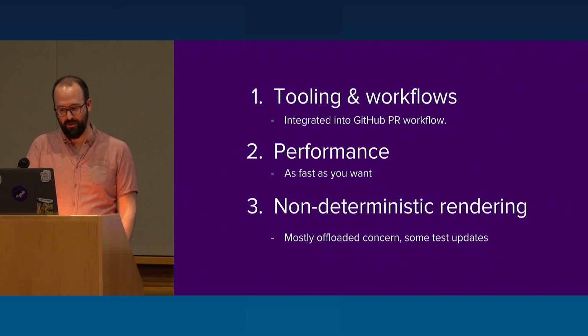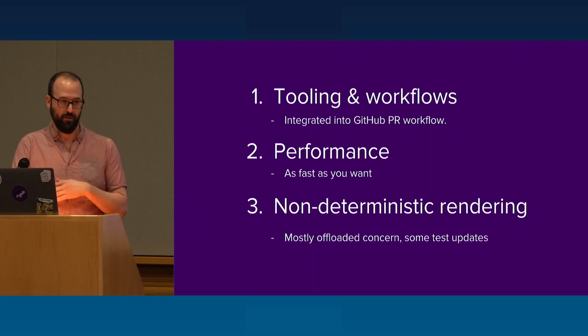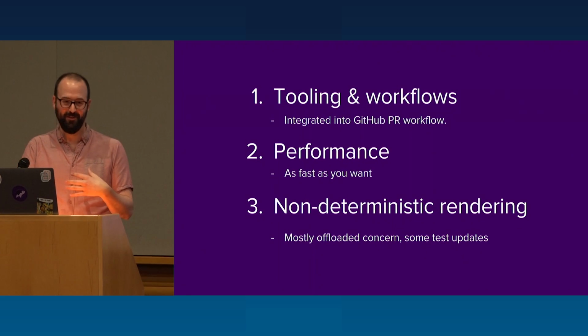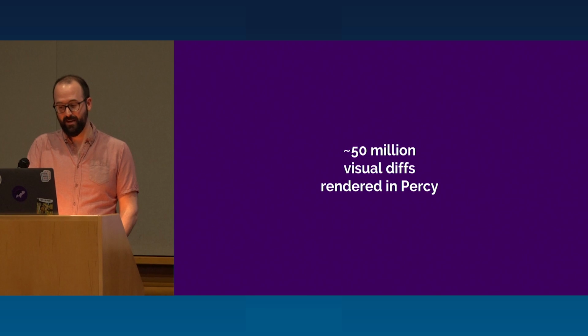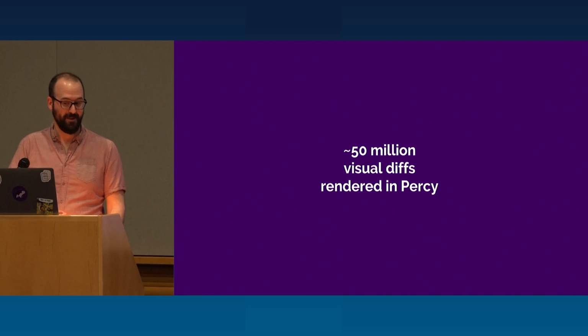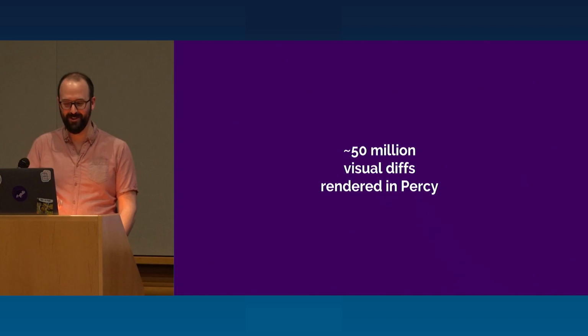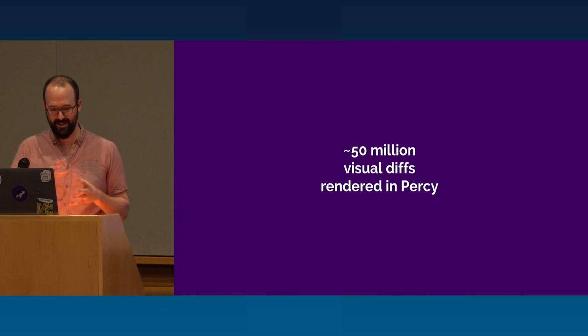So we integrate into the GitHub PR workflows. Performance becomes as fast as you want, and deterministic rendering becomes a concern of our team, right? We have to spend a bunch of time making this environment right and giving you the tools to control it when it's not. And this is working right now. We've rendered almost 50 million visual diffs in Percy, which means we've opened Chrome and Firefox like 50 million times and taken 50 million visual diffs. So it's been great to see this architecture validated in that way and to make visual diffs useful.